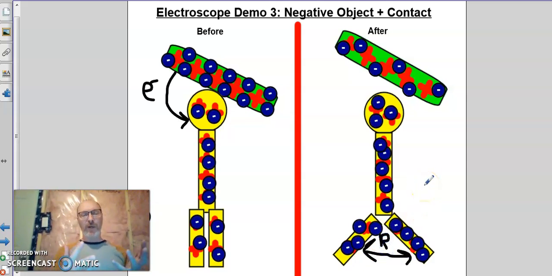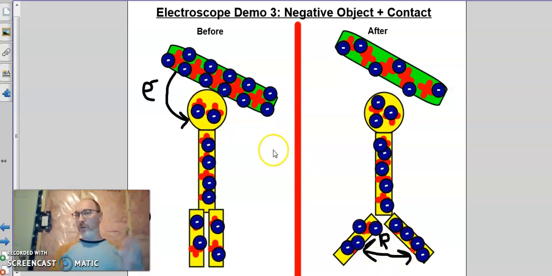So overall, here's what happened. Electrons, again, jumped from the rod, or moved from the rod, to the electroscope on contact. The electroscope was filled with extra electrons, including the leaflets, so they end up with a negative charge. And again, like charges repel, and the leaflets end up repelling each other.